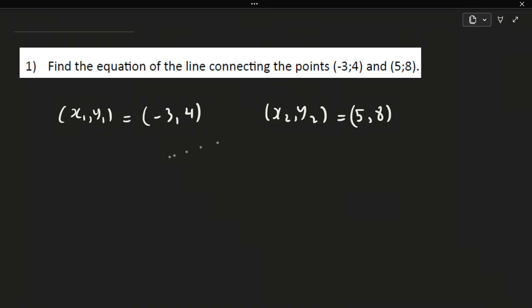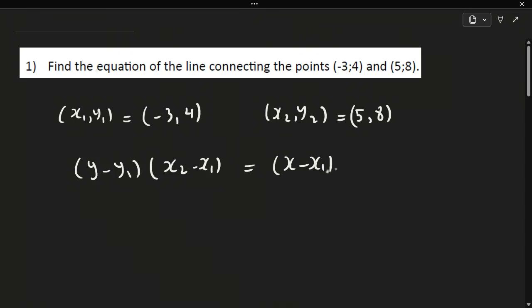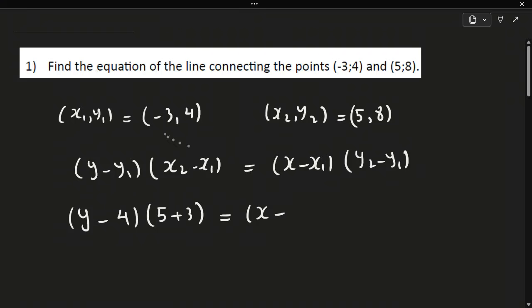The equation of the line passing through these points is (y minus y1) times (x2 minus x1) equals (x minus x1) times (y2 minus y1). Now, what is y1? y1 is 4, times x2 minus x1, we have 5 minus -3, which is +3, and x minus x1 is x minus -3, which is x plus 3, and y2 minus y1 is 8 minus 4.